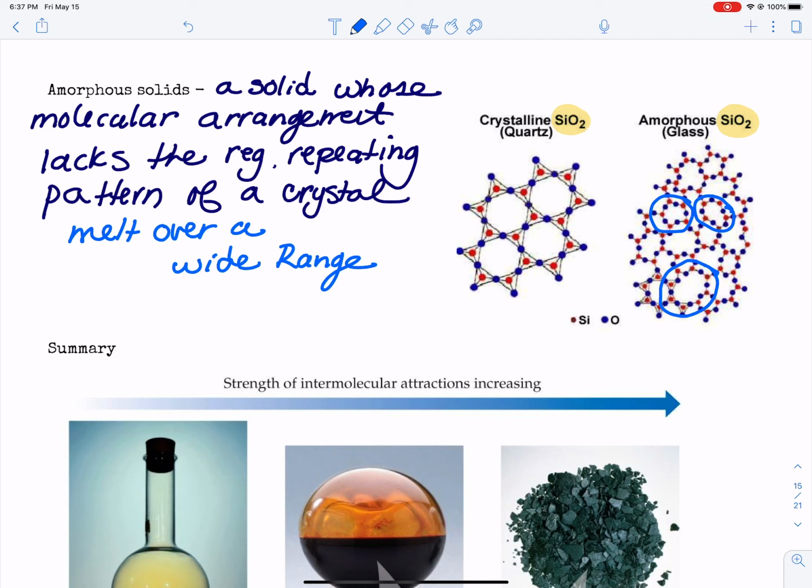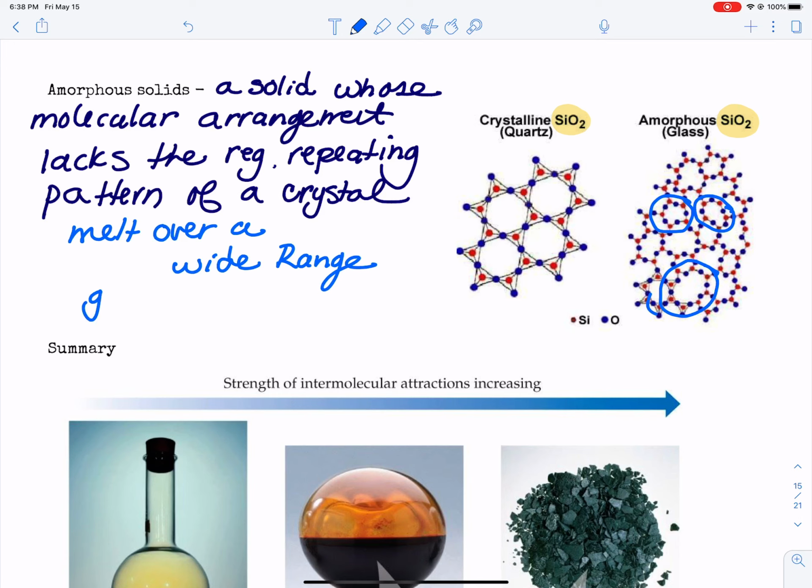But in an amorphous solid, right, the further apart the particles are, the weaker the intermolecular force. So when you heat up glass, it's going to start melting at one temperature, and then it's going to be sort of in between. It's a very viscous liquid for a long time.